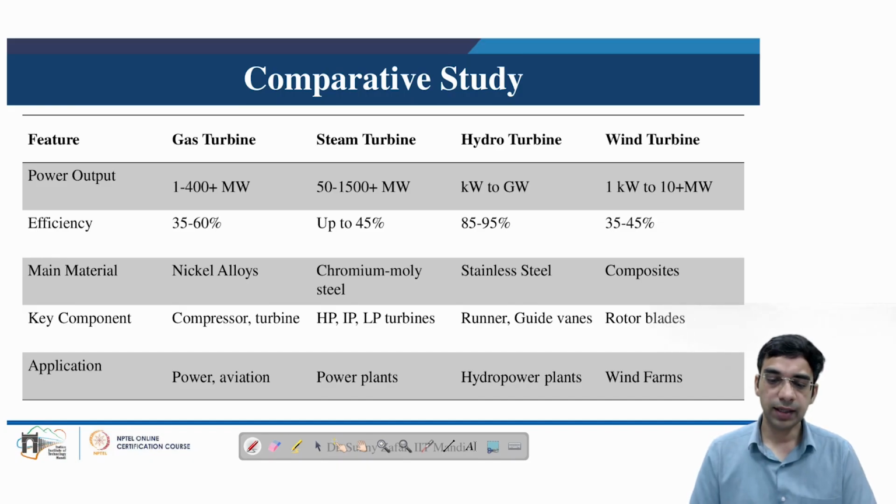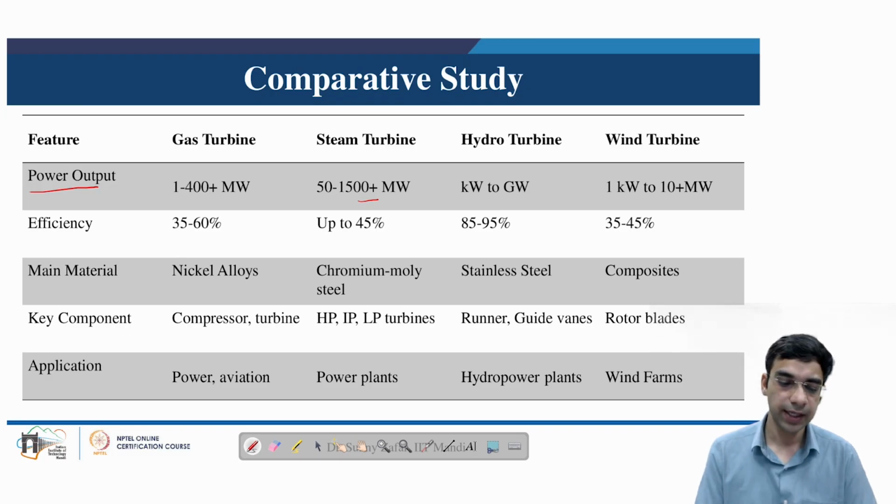If we look at the comparative study between all these four turbines that we have discussed, we can see that in terms of power output, the gas turbines are from 1 megawatt to 400 megawatt. Steam turbine ranges from 50 to 1500 megawatt. Hydro turbine from a few kilowatts to several gigawatts when used in several numbers. And in wind turbine, 1 kilowatt for, say, vertical axis wind turbine to up to, say, 10 megawatt for horizontal axis wind turbine.